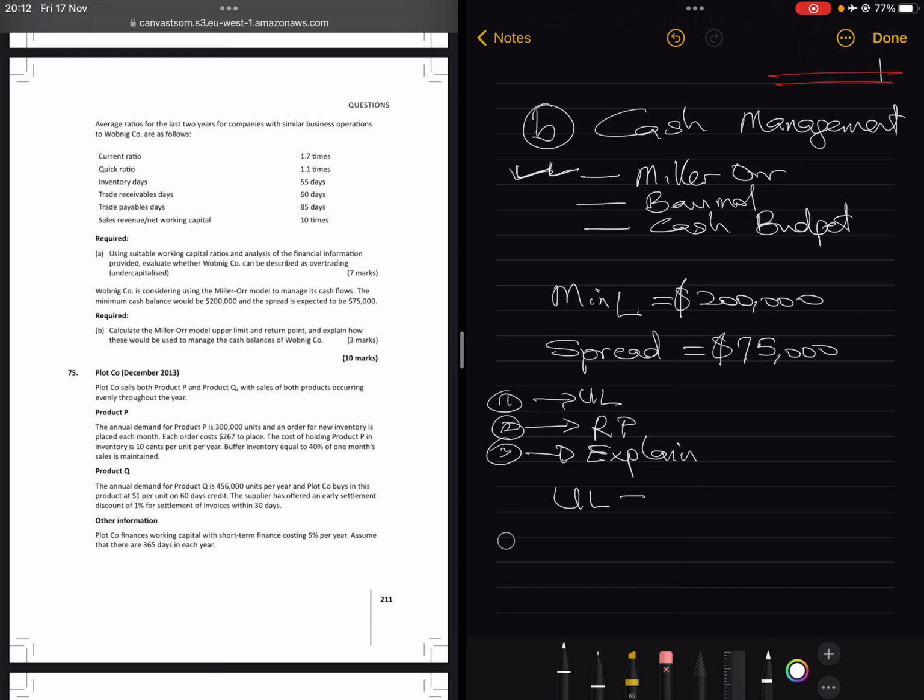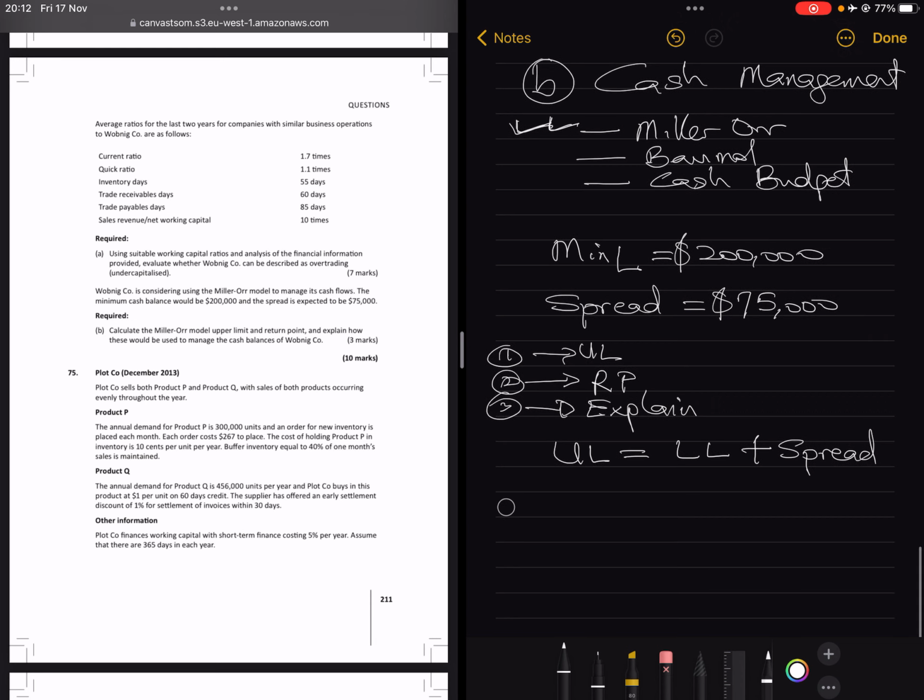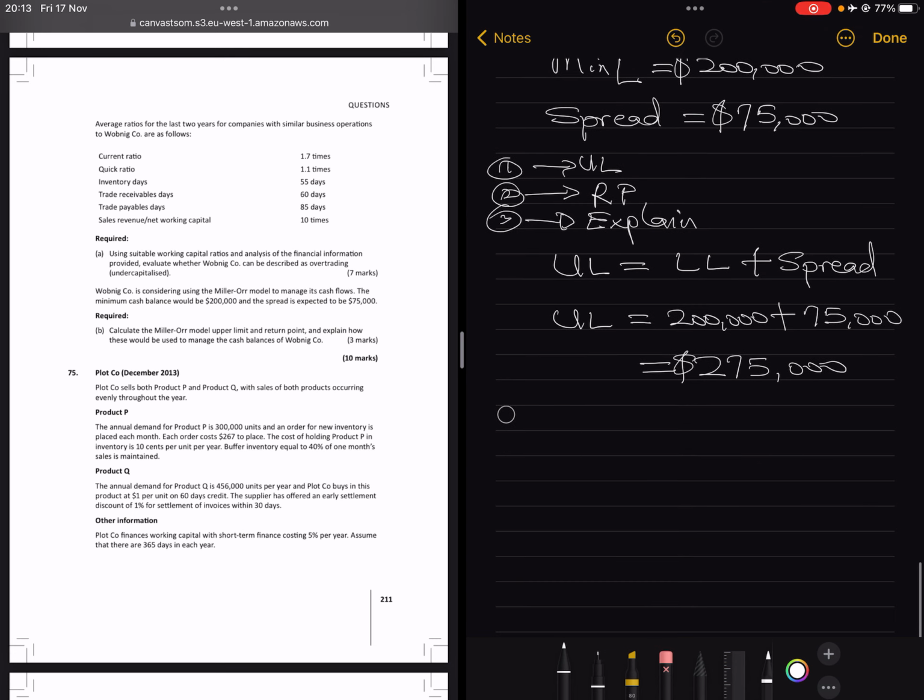Right, so let's do upper limit. Upper limit is equal to lower limit, if you remember the formula, plus spread. So with this, upper limit will be equal to 200,000 plus 75,000, and that will be equal to 275,000. So that is the upper limit, which is the maximum level being asked for.